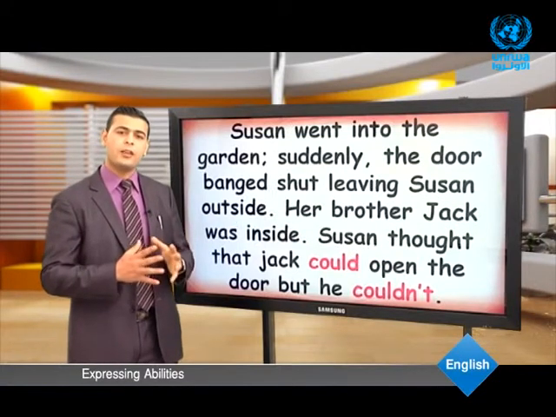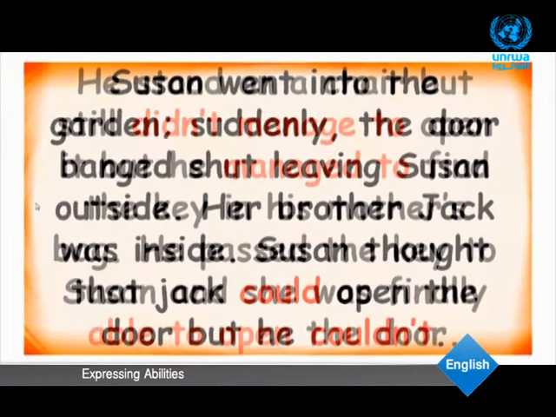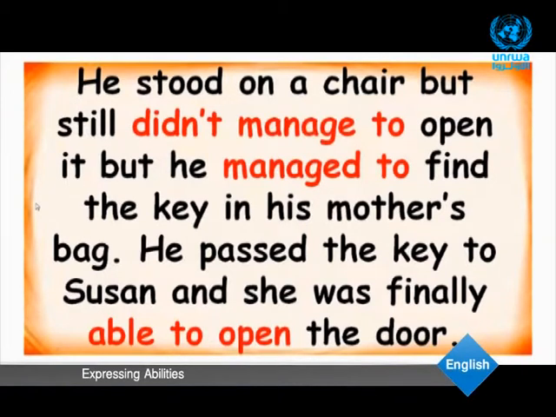Let's read the story together. Susan went into the garden. Suddenly, the door banged shut, leaving Susan outside. Her brother Jack was inside. Susan thought that Jack could open the door, but he couldn't. He stood on a chair, but still didn't manage to open it. But he managed to find the key in his mother's bag. He passed the key to Susan, and she was finally able to open the door.